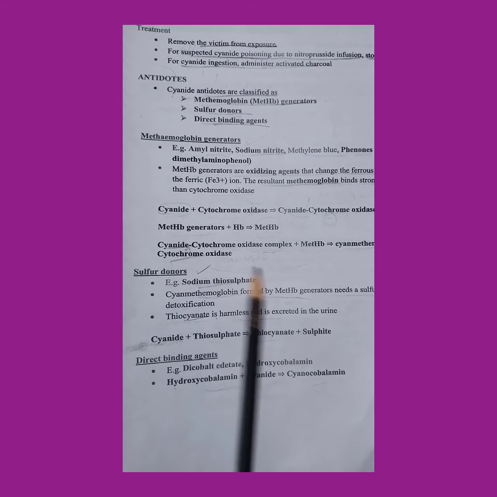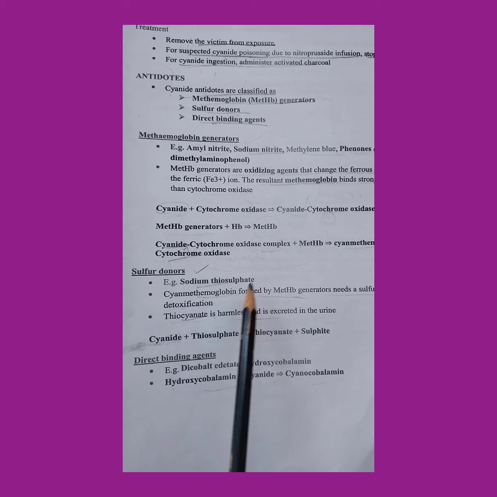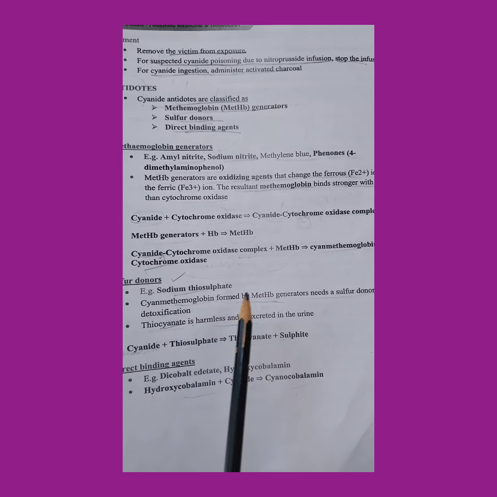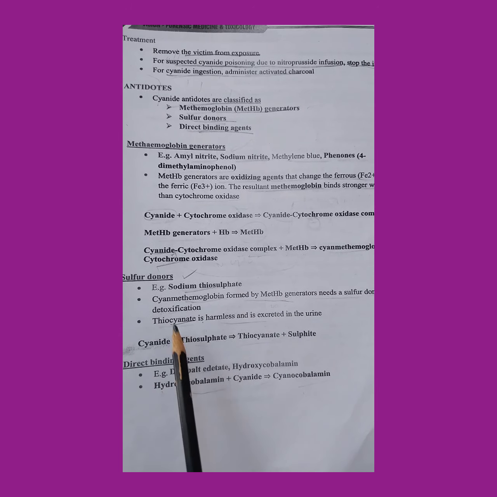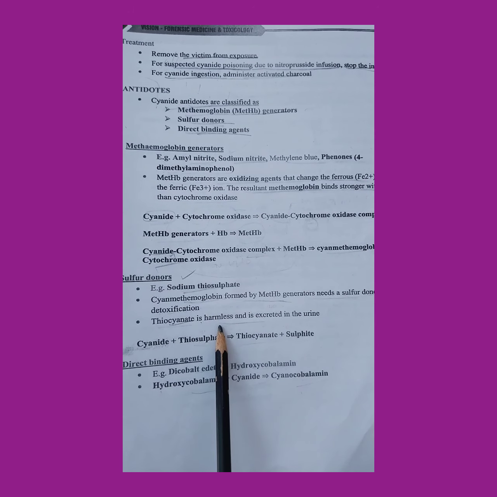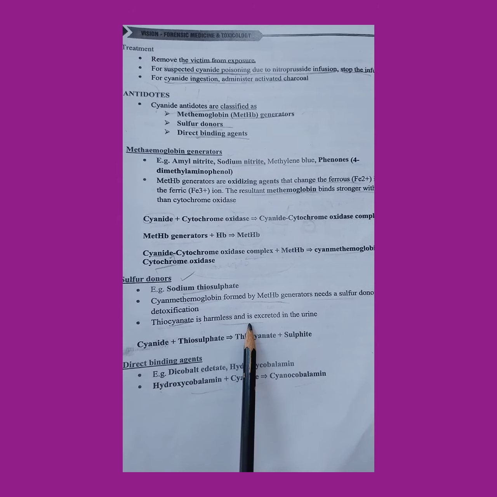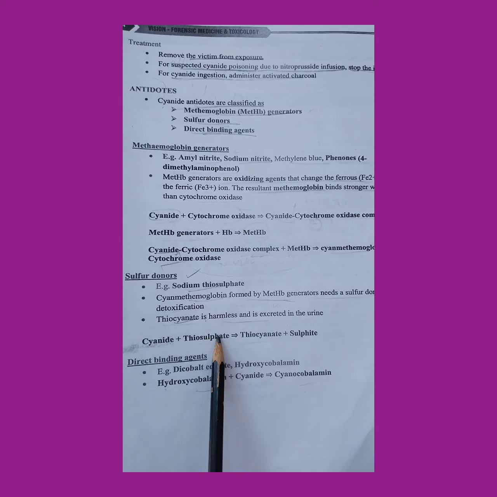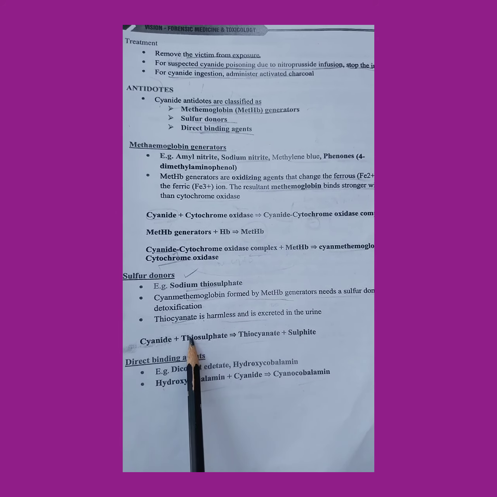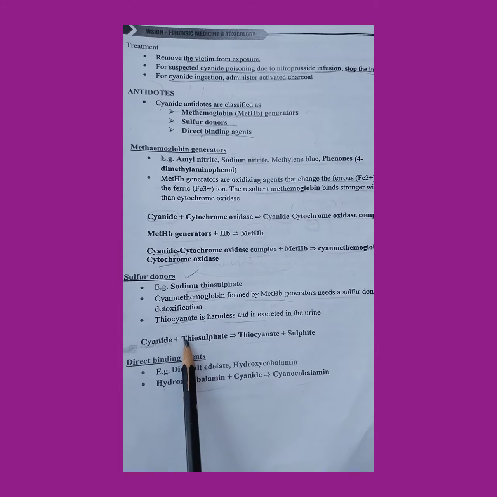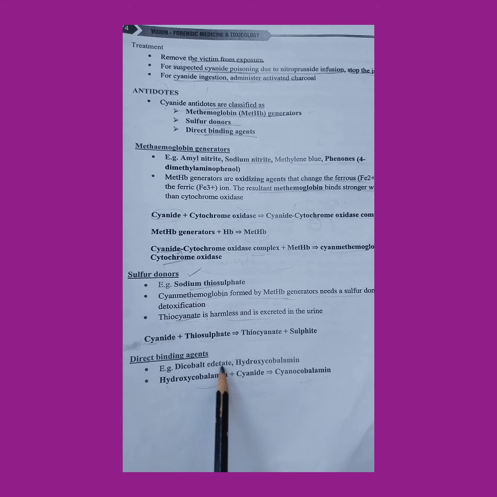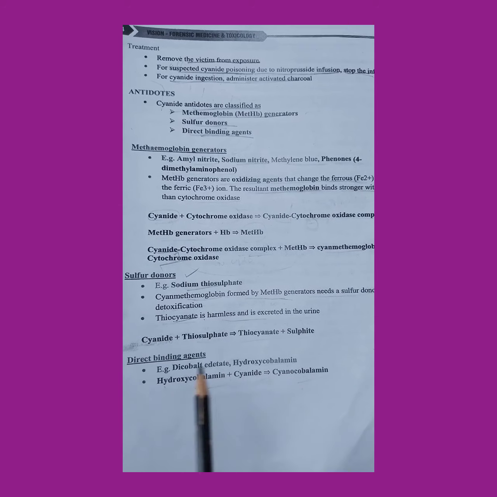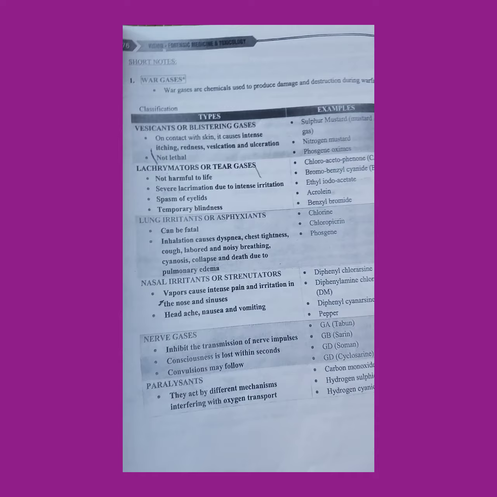Next one is the sulfur donor. Sulfur donors give sodium thiosulfate. Cyanomethemoglobin, which is formed by methemoglobin generators, needs a sulfur donor for its detoxification, so thiosulfate should be given. Cyanide plus thiosulfate gives rise to thiocyanate plus sulfite. Thiocyanate is harmless and is excreted in urine. Direct binding agents are like dicobalt edetate and hydroxocobalamin. Hydroxocobalamin plus cyanide gives rise to cyanocobalamin.